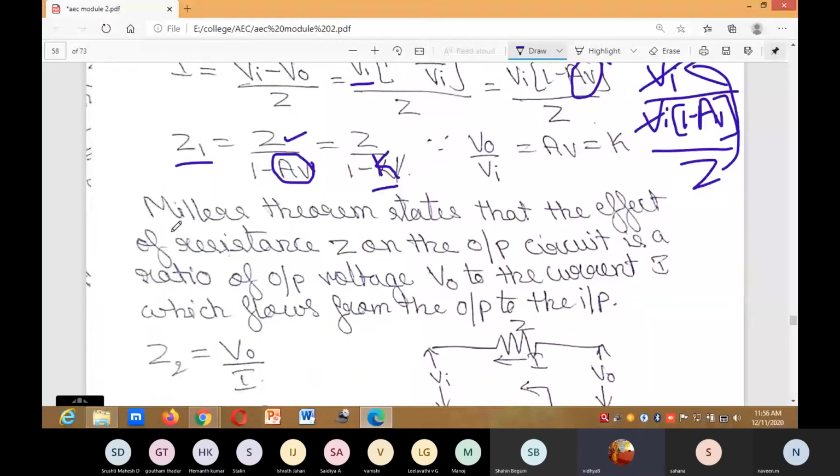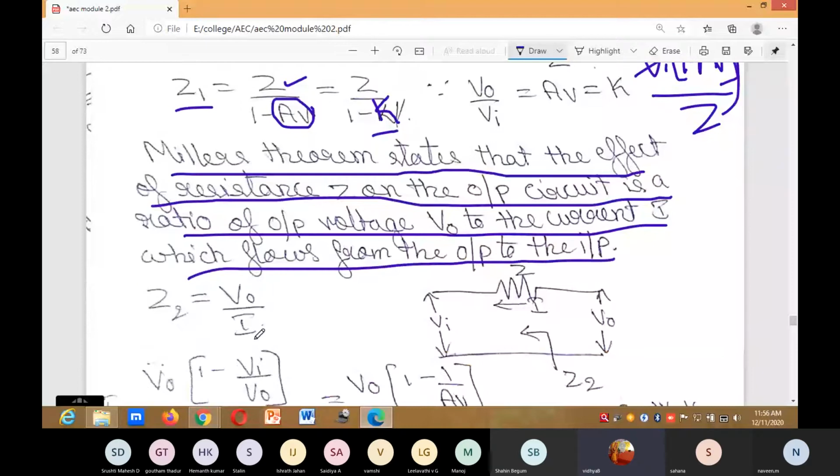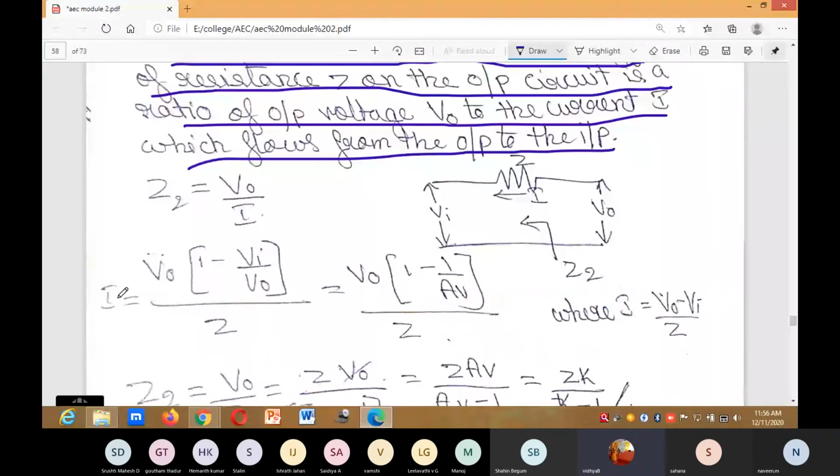Miller's theorem states that the effect of resistance Z on the output circuit is a ratio of output voltage V0 to the current I, which flows from the output to the input. So Z2 is equal to V0 divided by I. Okay, what is I equal to when you consider the output side? What is the equation you will get?